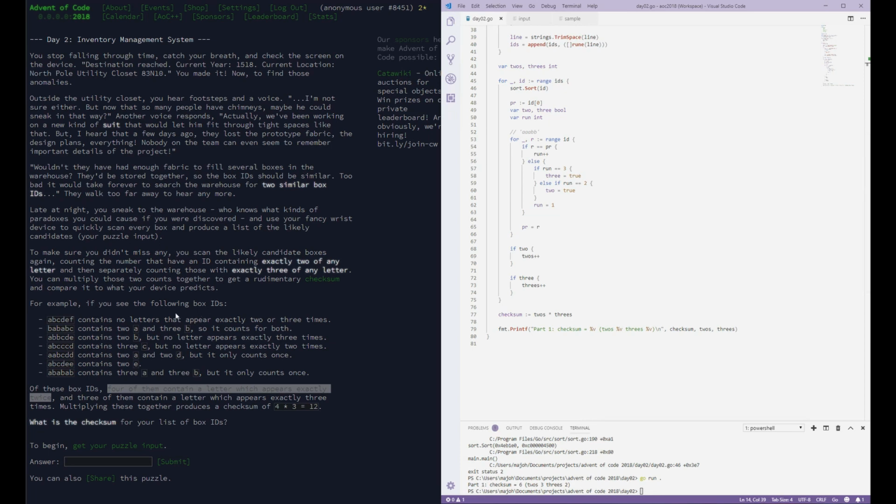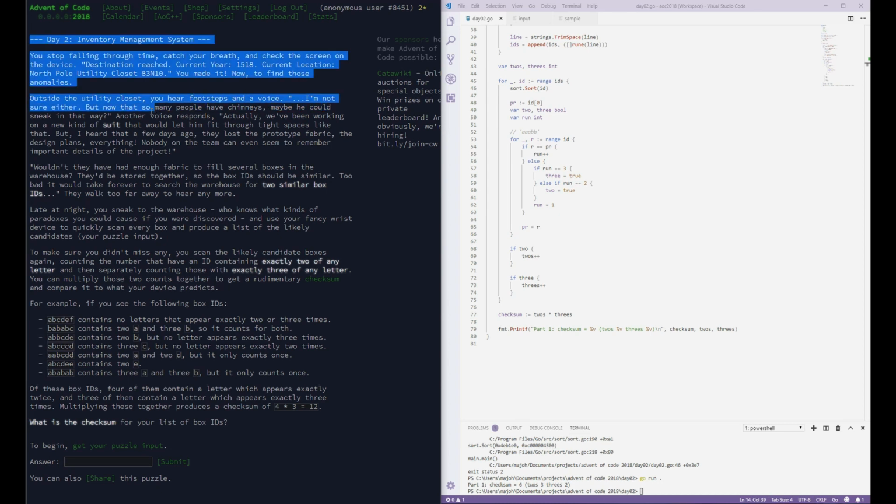So what are they asking for? Counting the number. The number of what? A candidate box. What is that? Current location. So this is just the story text.